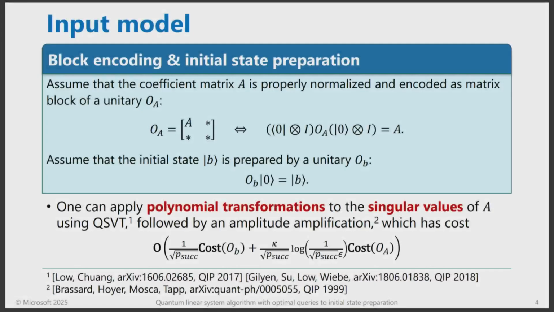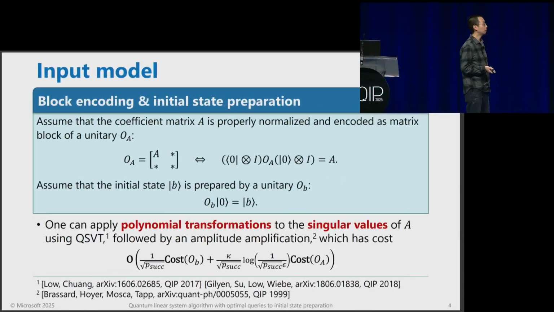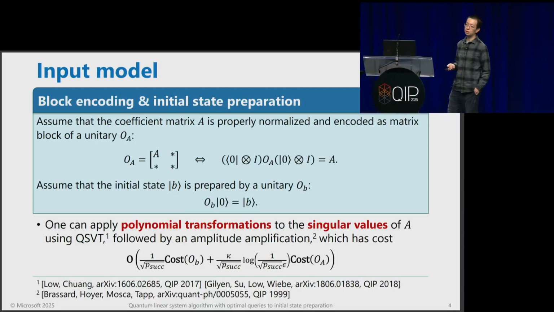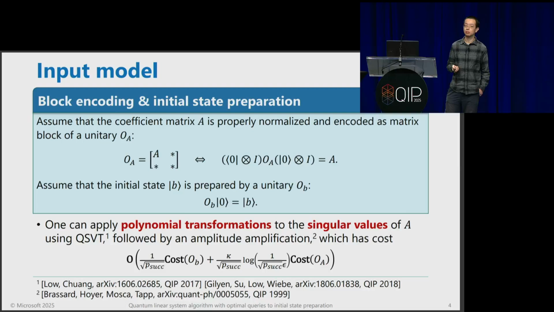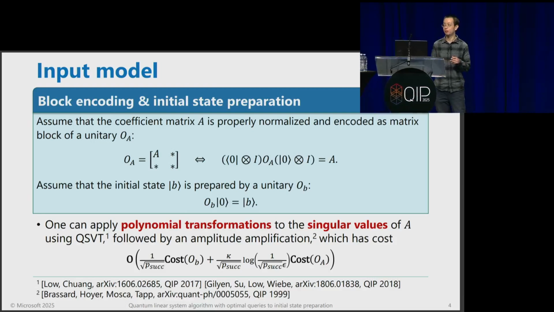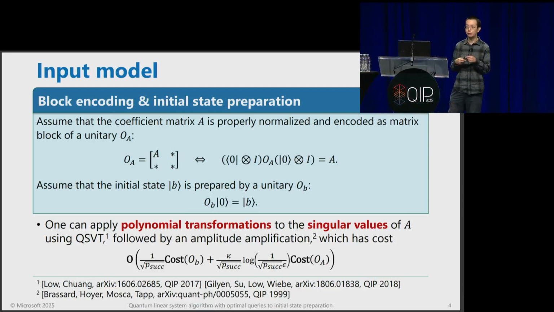With that, let's talk about the input model. In this work, we assume block encoding access to the matrix. Block encoding is a common model used by many recent quantum algorithms. It encompasses many other input models, such as linear combination of unitaries or sparse operators. For the initial state, we assume that we have a quantum operation that prepares it from some standard reference states. Then we can just count the number of queries to oracles OA and OB.